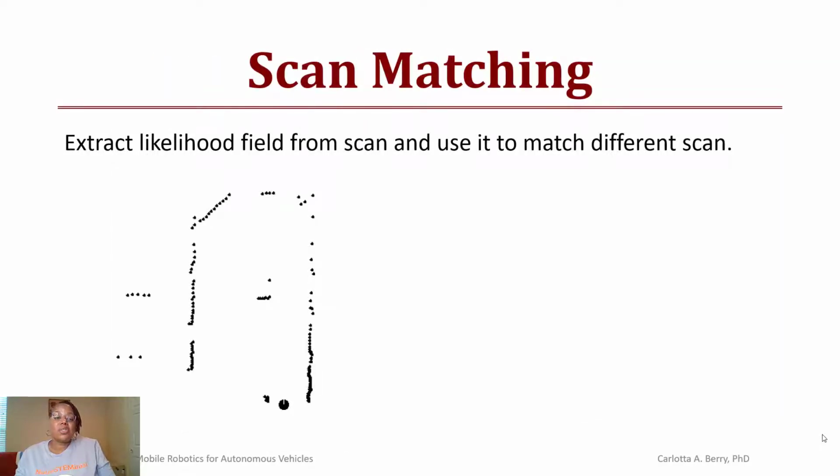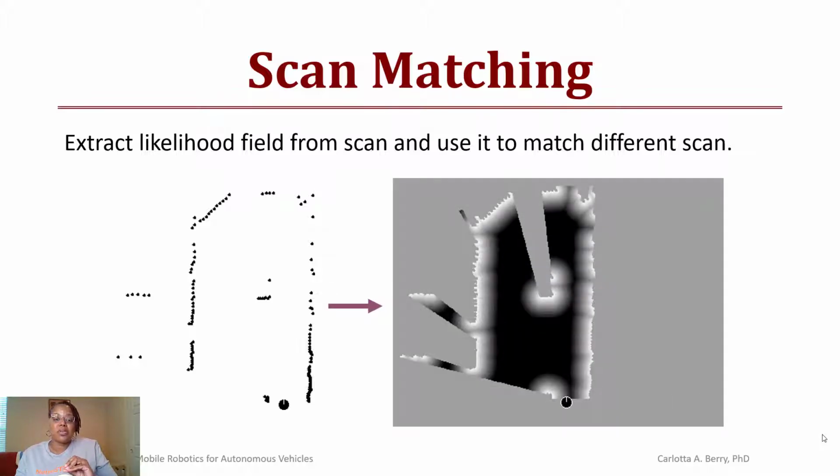The other way to do it is scan matching. Scan matching extracts the likelihood field from the scan and then uses it to match to a different scan. And by matching those together, you can figure out where in the world the robot was when it took that reading. So I take the left scan, I try to match it to the right scan, and then I come up with the robot must have been in the lower right-hand corner when it collected that sensor data.